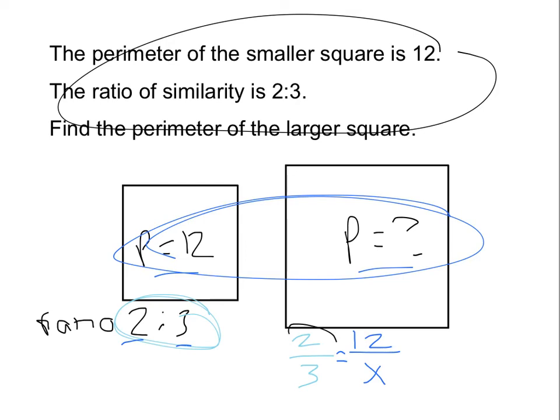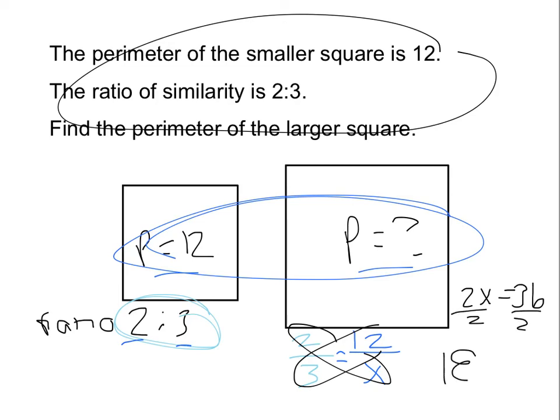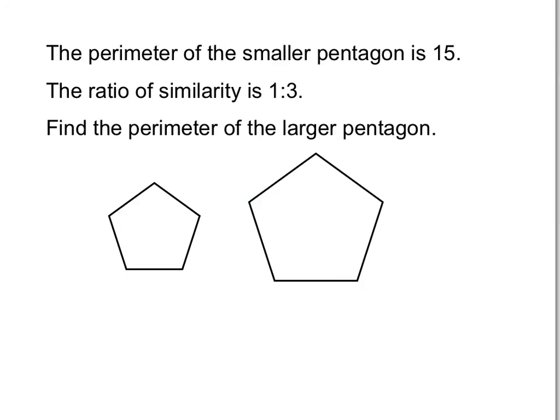Now we know we can cross multiply. So we get 2x equals 36. Divide both sides by 2. So your answer, 18. Okay, I want you to pause this and try it, and when you're ready, press play.